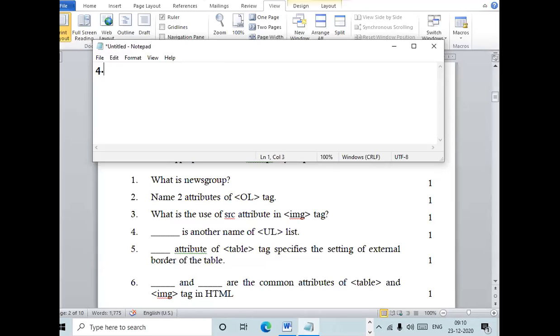Fourth question, I'm repeating again. Dash is another name of UL list. It is bulleted list. Right?